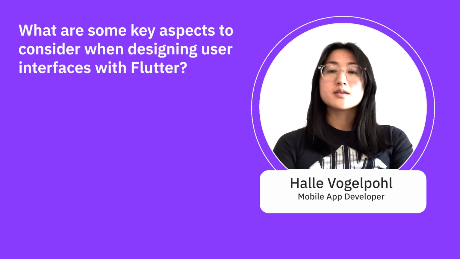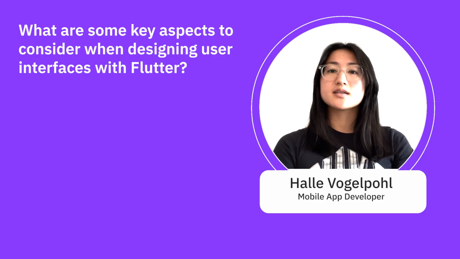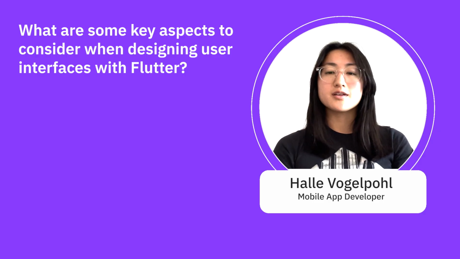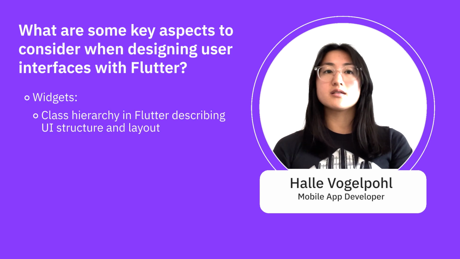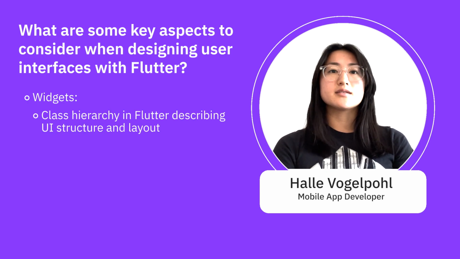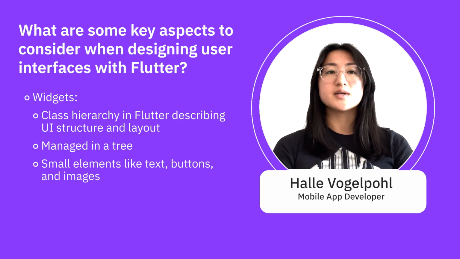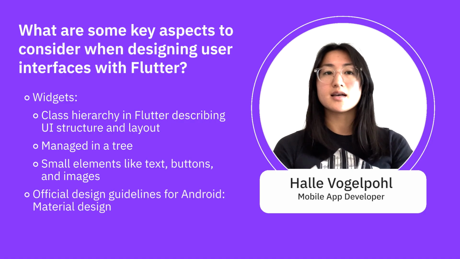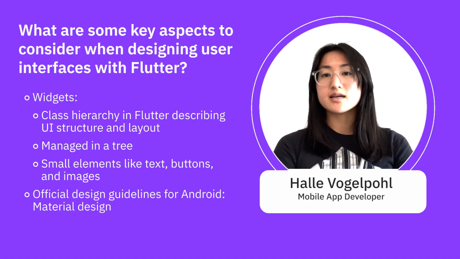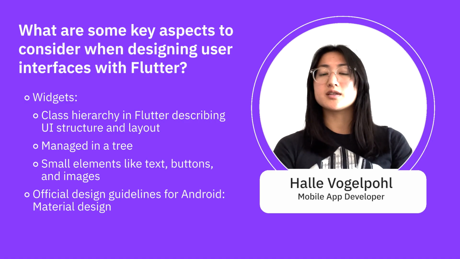I'm going to dive into some UI concepts with Flutter and key aspects to consider when designing user interfaces with Flutter. Firstly, you should know that everything is a widget, and widgets are the class hierarchy in Flutter that describe the UI structure and layout. They're managed in a tree, and even small elements like text, buttons, and images are widgets. Another thing that's important is knowing the official design guidelines, which for Android is Material Design, and you can find that easily online with a quick Google search.